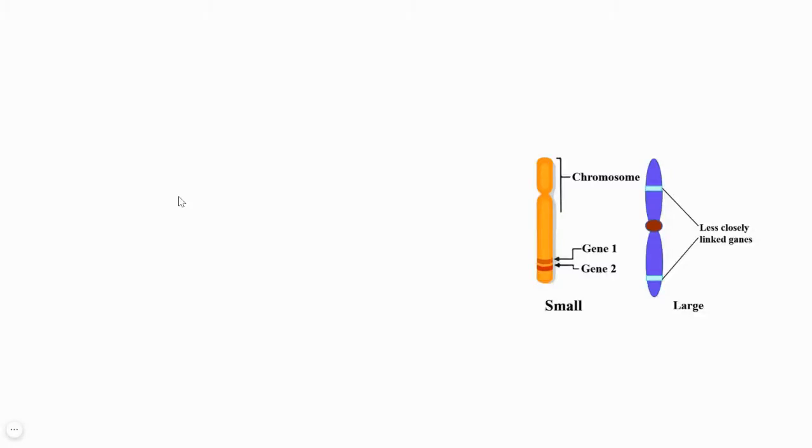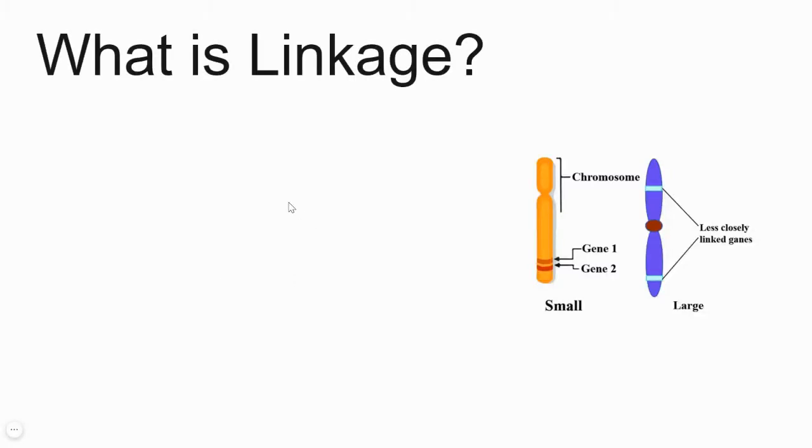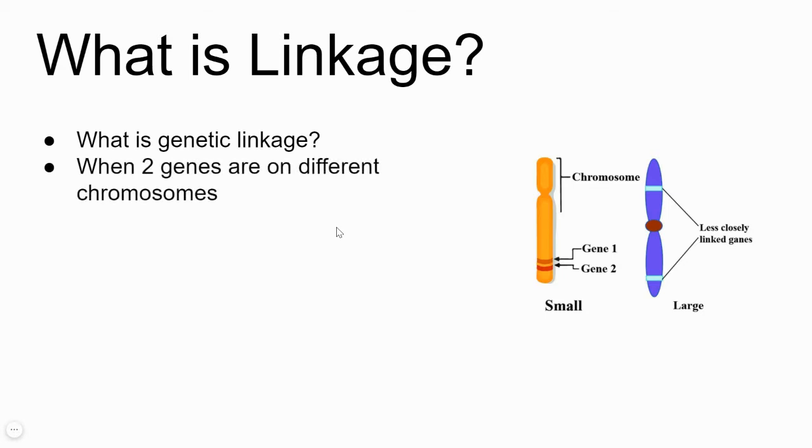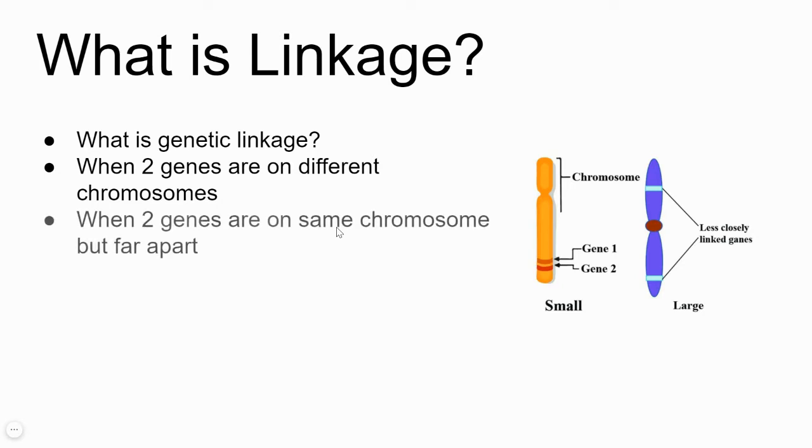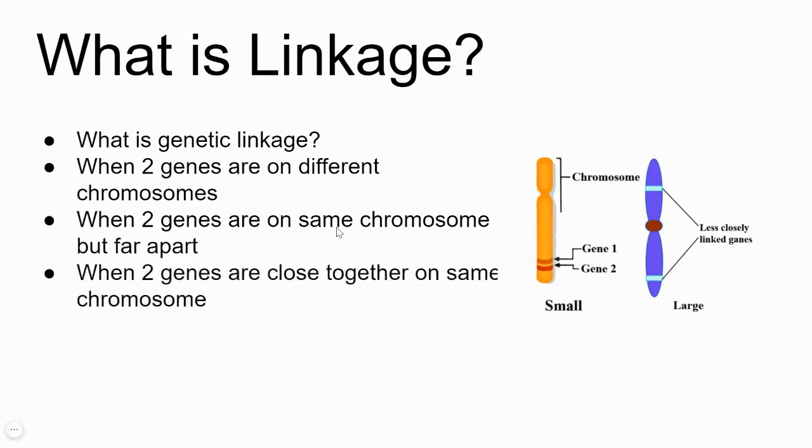Everyone, you are on task 37.1 and here we are going to get introduced to the term linkage. In this video, you are going to study what genetic linkage is, what kind of gametes are produced when two genes are found on two different chromosomes, and the types of gametes formed when two genes are on the same chromosome but far apart. Finally, the types of gametes that will be formed when two genes are close together on the same chromosome.